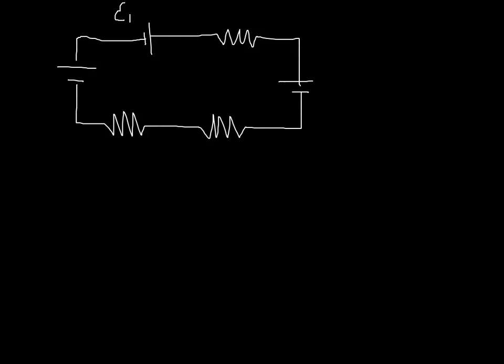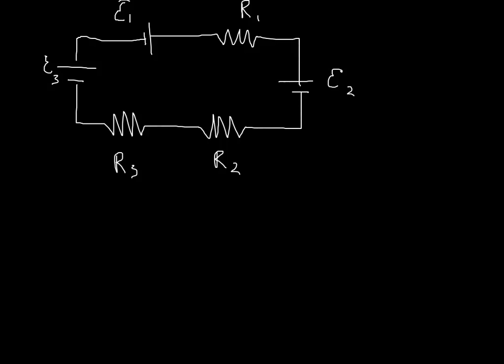So I have first, my first battery is E1. My first resistor I'm going to call R1. Then I have another battery. I'm going to call that E2. And then my second resistor, an R2. And then my third resistor, an R3. And finally, my last battery I will call E3.